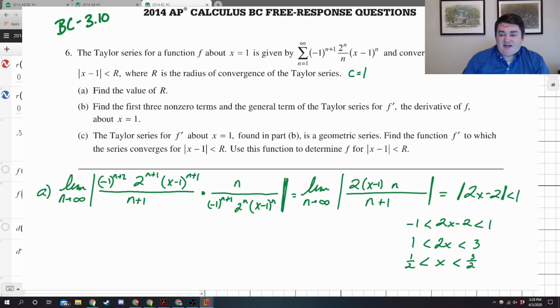That's much better. That is an interval that is centered at 1 and has a radius of 1/2, because from 1 to 1/2 or from 1 to 3/2 is 1/2. So r equals 1/2. That's the radius of convergence.